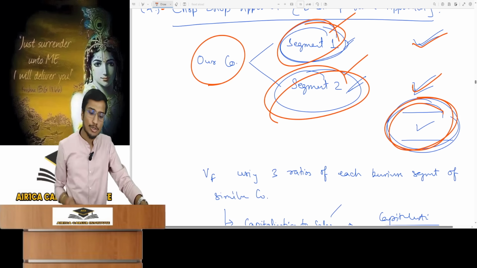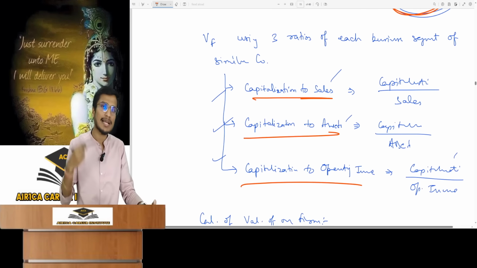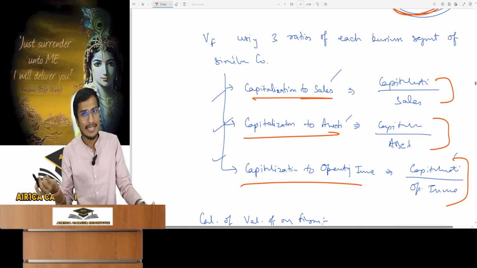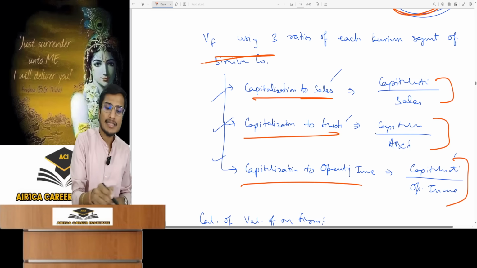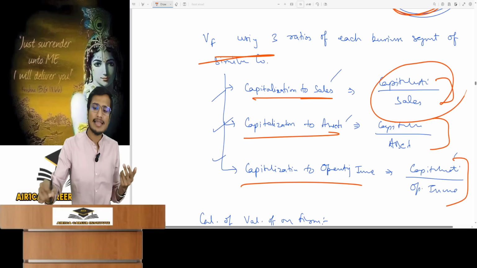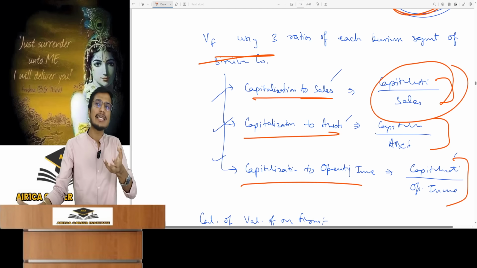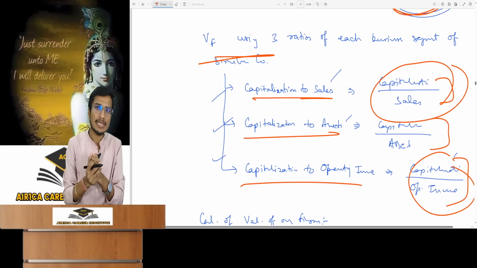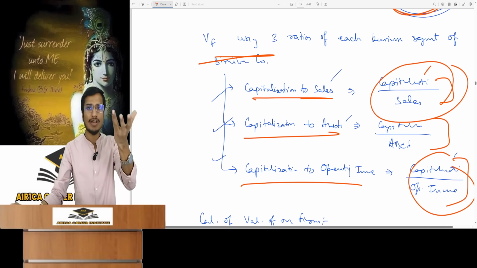3 ratios are employed here, namely capitalization to sales, capitalization to assets, and capitalization to operating income. Capitalization here is the value of the entire firm. This method will give you the value of the firm, value of the business. Simply put, sales capitalization is a type of sales multiple. And asset capitalization based on total assets and operating income applies to the entire company, ignoring debt or equity. These ratios provide the firm's value, and capitalization here means firm's value.